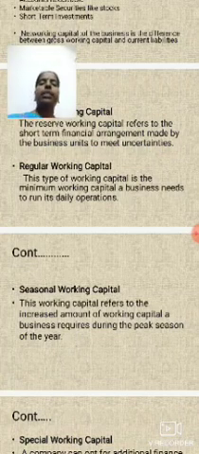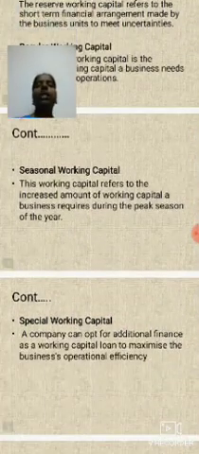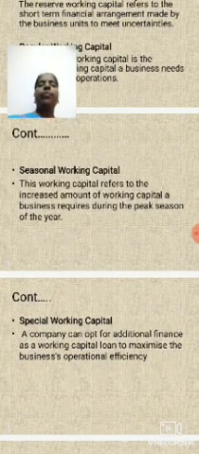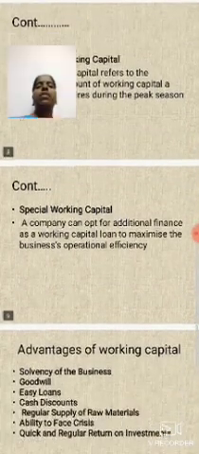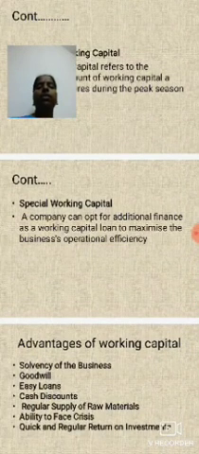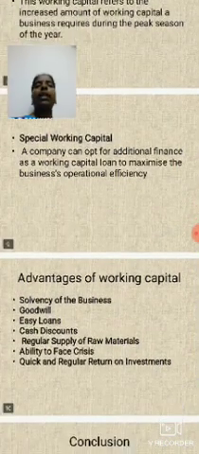Regular working capital. This type of working capital is the minimum working capital a business needs to run its daily operations. Seasonal working capital. This working capital refers to an increased amount of working capital a business requires during peak seasons. Special working capital. A company can opt for additional finance as a working capital loan to maximize business operational efficiency.